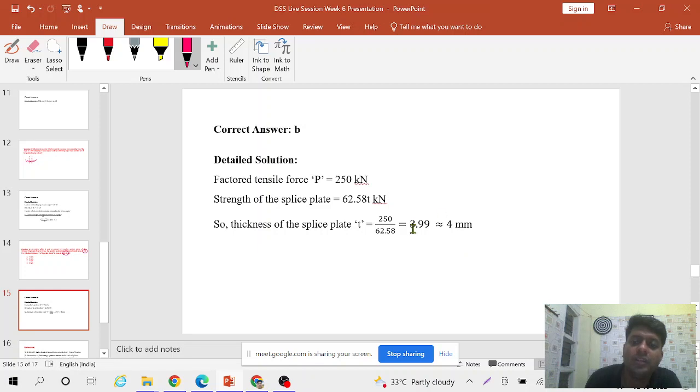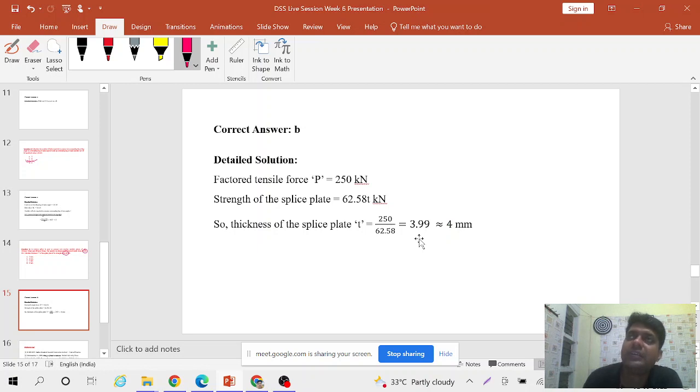You cannot keep thickness below 4 mm. So this is the theoretical value, 4 mm. After that, from the question point of view it is okay.